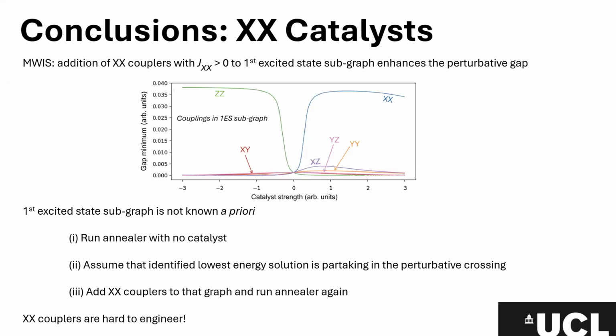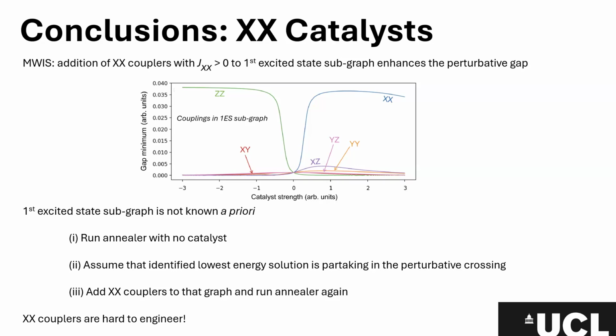So how can we use this? I mean, we don't know a priori what the first excited state subgraph is for a complex problem in general. But you might imagine you could run the annealer with no catalyst. You could assume that the identified lowest energy solution you end up with is in some way partaking in the perturbative crossing, might be the first excited state. And so you add XX couplers to the graph that you've identified from your first anneal run, and then run the annealer again. And you could do this iteratively in order to improve your solution.